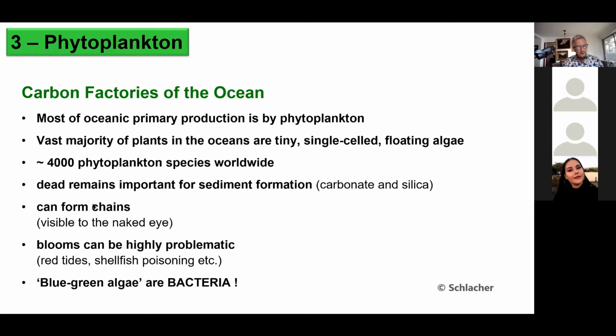There's actually not that many phytoplankton species worldwide, about 4,000. And we have seen how important the dead bodies are for actually forming sediments in the oceans already. You can actually see them with the naked eye, as I have just explained, when they form blooms.